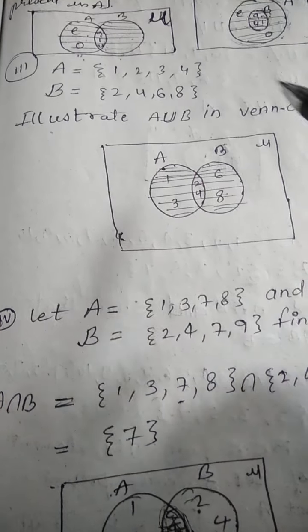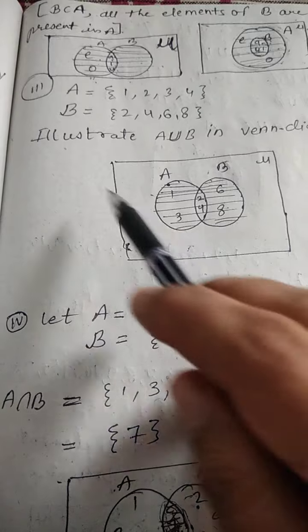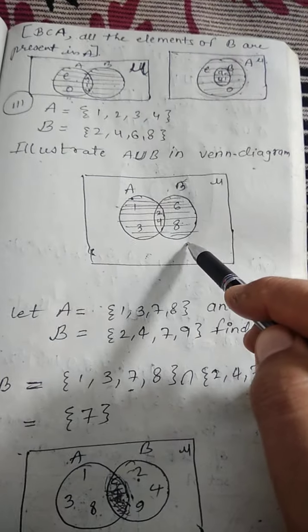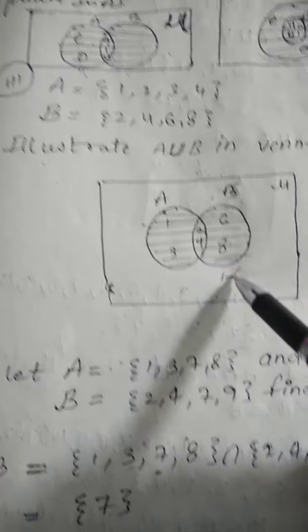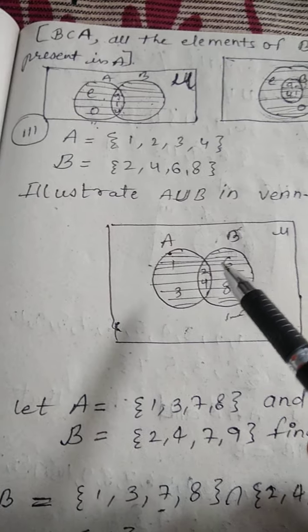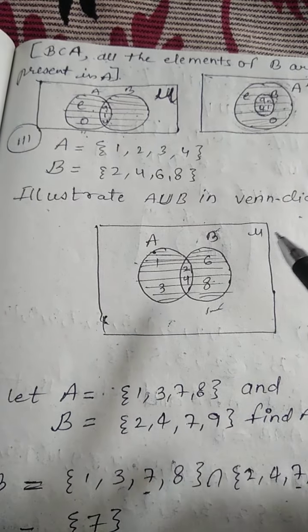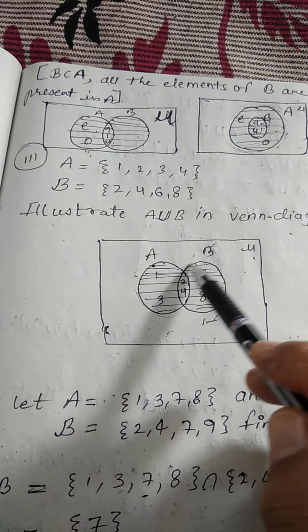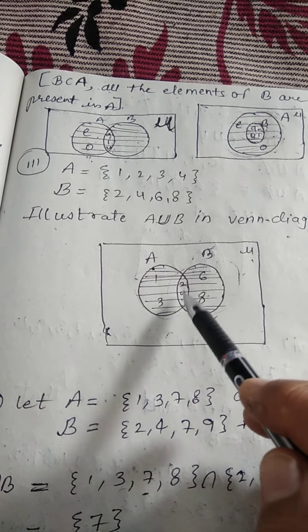Come to the third question. A and B sets are given. We have to draw only the Venn diagram. Illustrate A union B in a Venn diagram. Illustrate means explain by using a Venn diagram. So you understood how to draw a Venn diagram? First, draw a rectangle to show the universal set. Then draw set A, then set B. They will be overlapping because there is a common element.